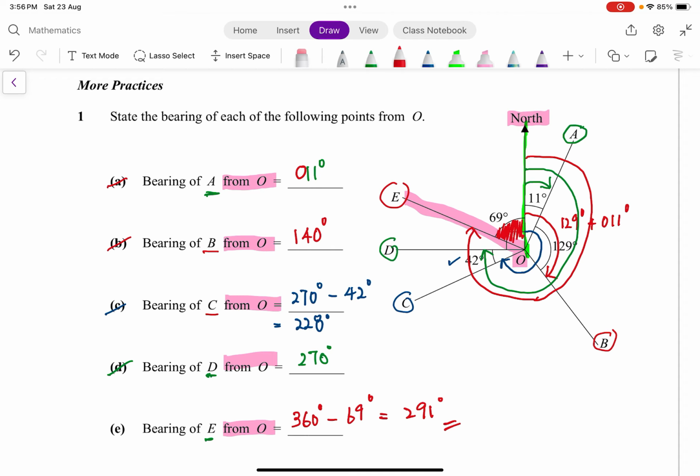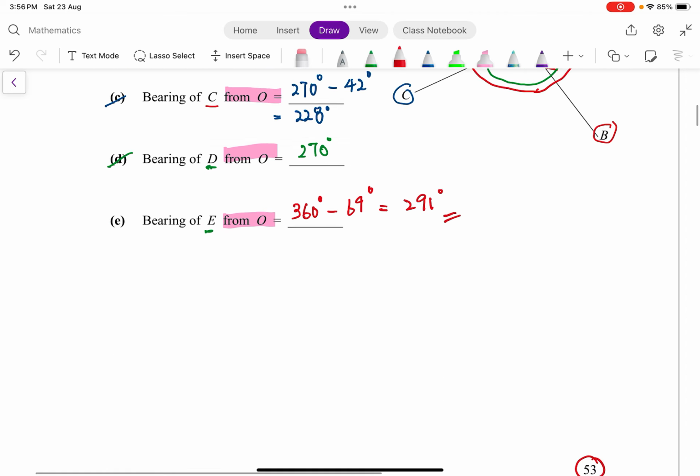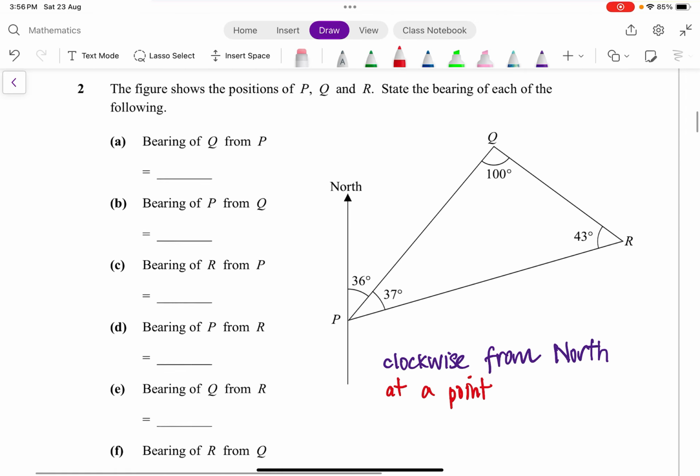And this is still very direct and not that complicated. Now we are going to move on to the second question, whereby you will see that the bearings are all measured from a different point. So let's see how we can solve questions like this. All right, so let's move on to the second question.